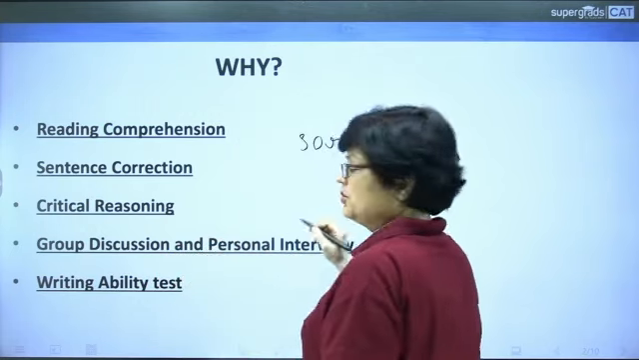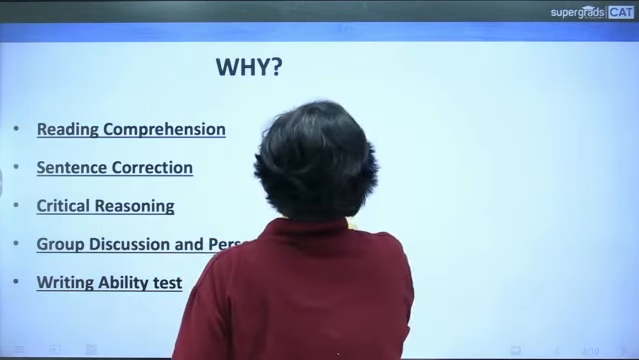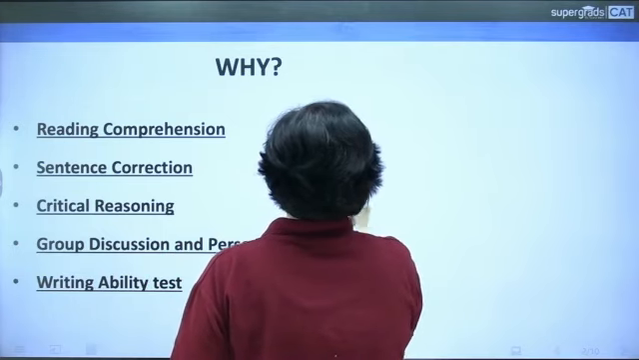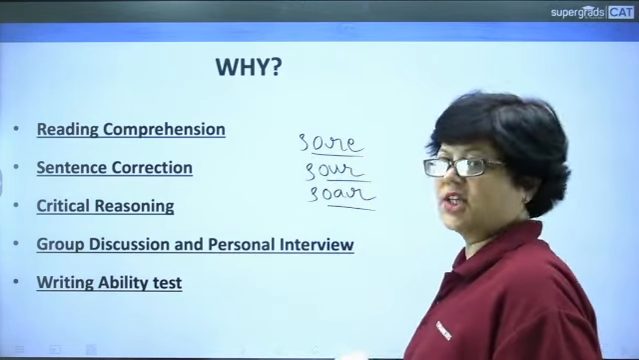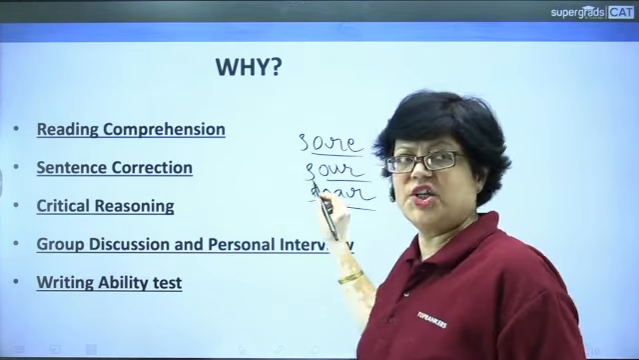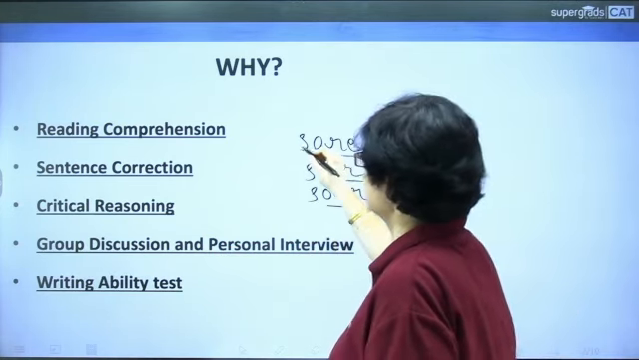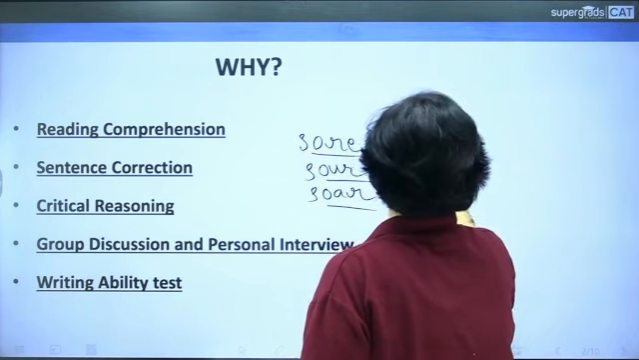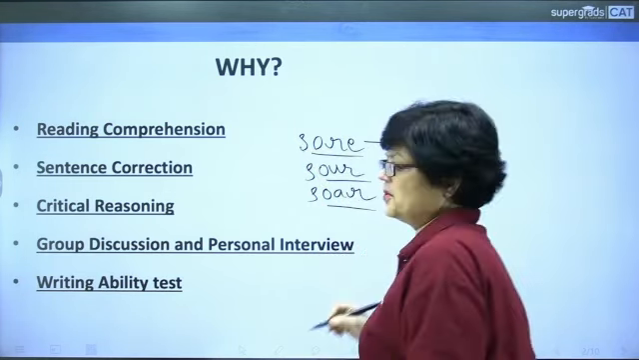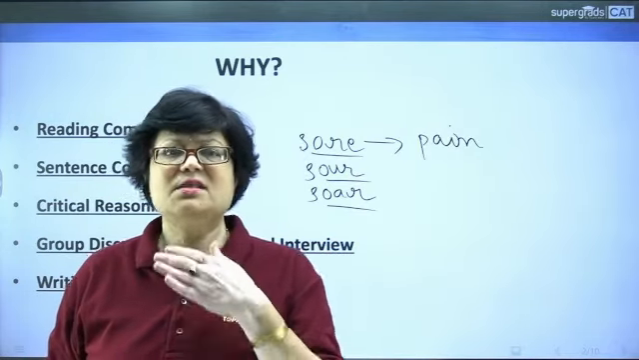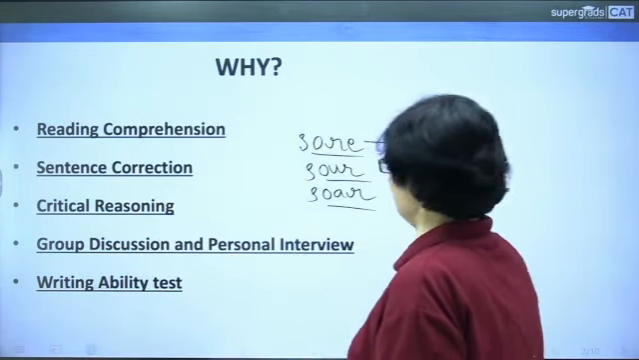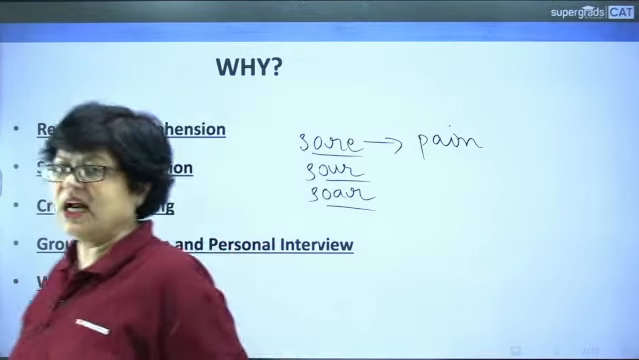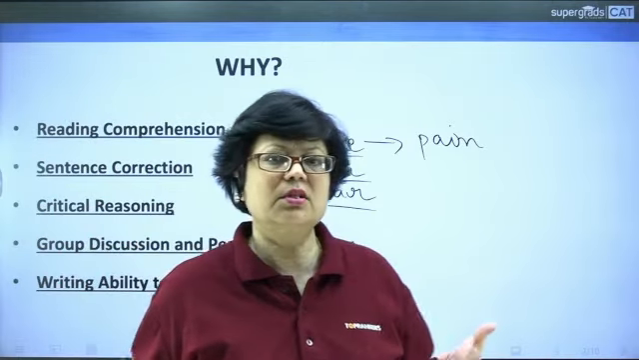I'm writing here three words. Generally, the pronunciation is the same, and there is a very slight change in the meaning. The first word, sore. Sore relates to pain or suffering. Suppose I say, I have a sore throat. That means my throat has discomfort. My throat is in pain. Or my foot had a sore, so I was not able to walk.